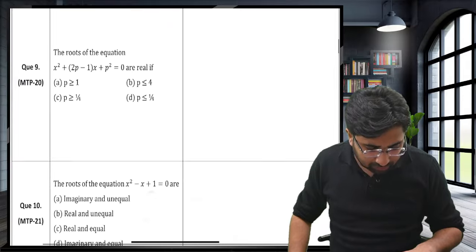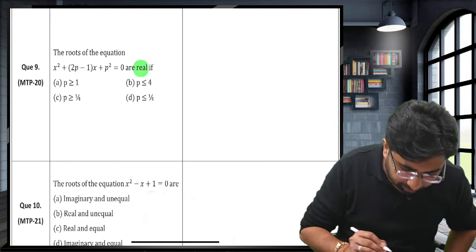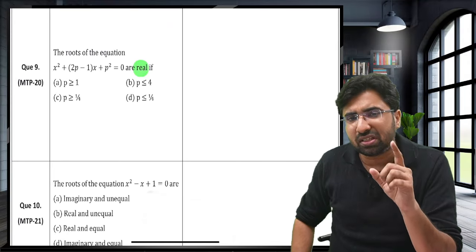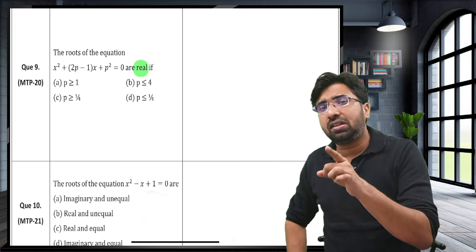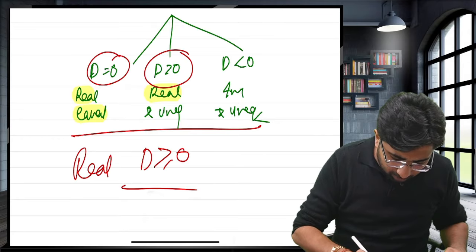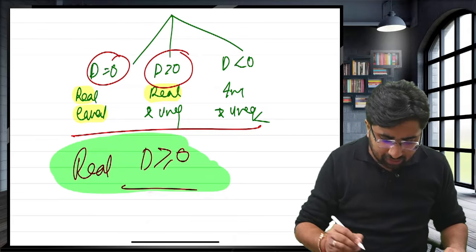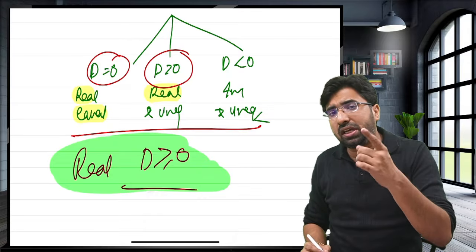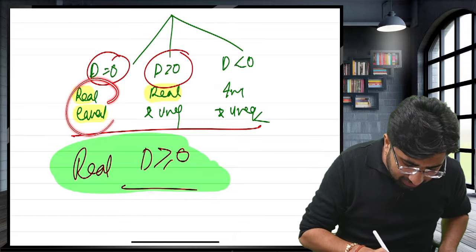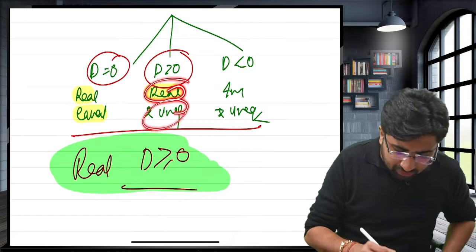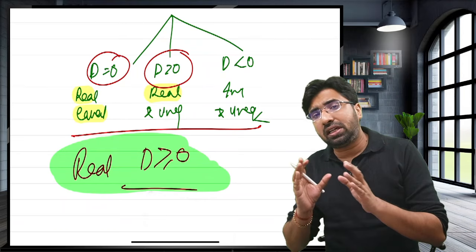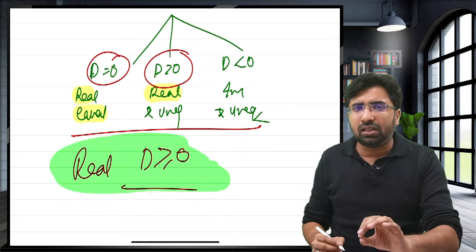Please solve this question. Guys, they are saying the roots are real. Aman sir, roots are real in two cases. When D is equal to 0, the roots are real, and when D is greater than 0, the roots are real. So we have formed a condition. If they would have said real and equal, only D equals 0. If they would have said real and unequal, I would have said only D greater than 0. But they are saying only the word real.